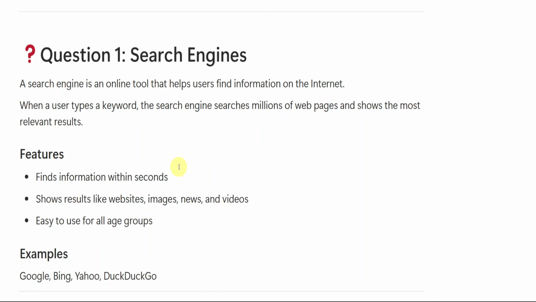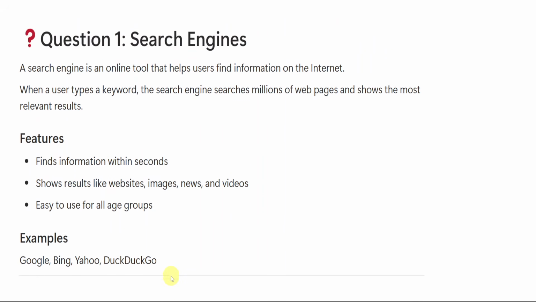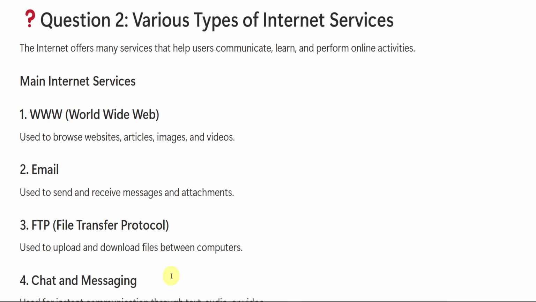It is used by everyone, all age groups can use it. Examples are Google, Bing, Yahoo, DuckDuckGo. So these are the examples. You will go to your Google and you will search about something, so that is nothing but a search engine. So basically, a search engine is something which is used to find information on the internet. As simple as that, you can write it clearly in your own words.